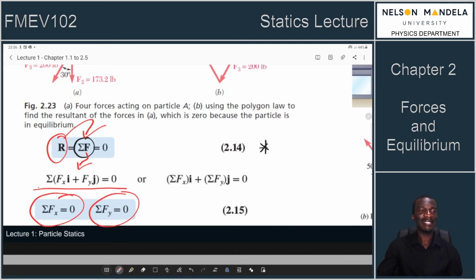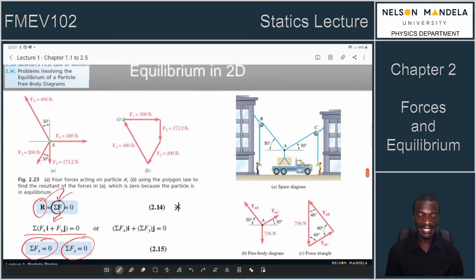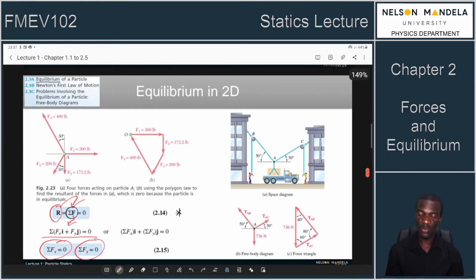Ideally, this is the maximum time that we will have in a lecture. But just because it's an introduction, I will give myself a little bit more time so I can finish this material. Okay. So equation 2.15 is basically summarizing the idea that you've got forces in the x and forces in the y separately adding to get a 0 for the equilibrium condition.